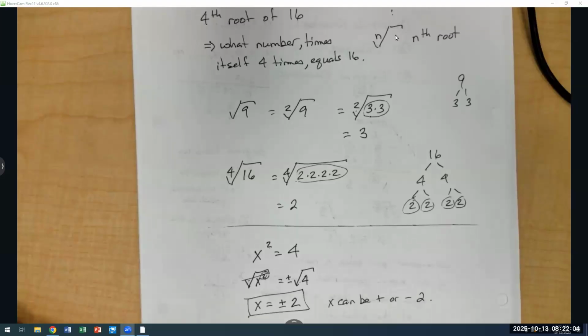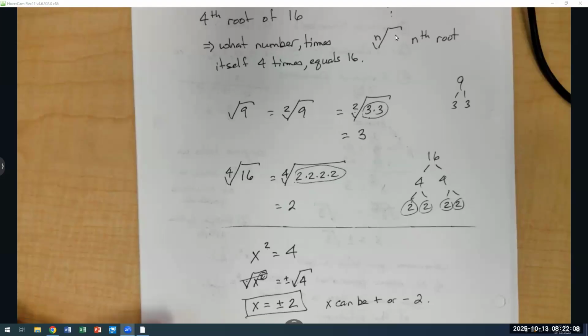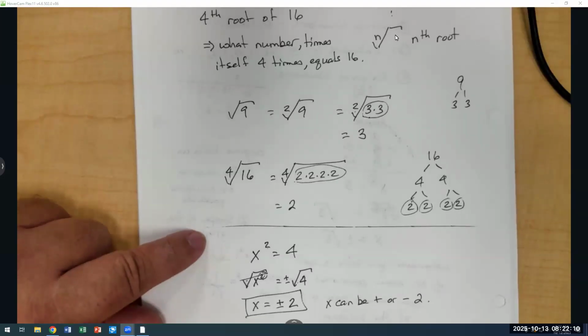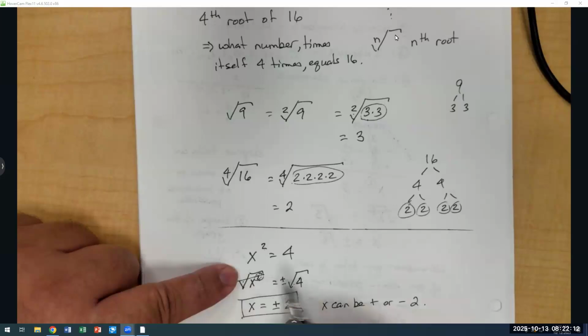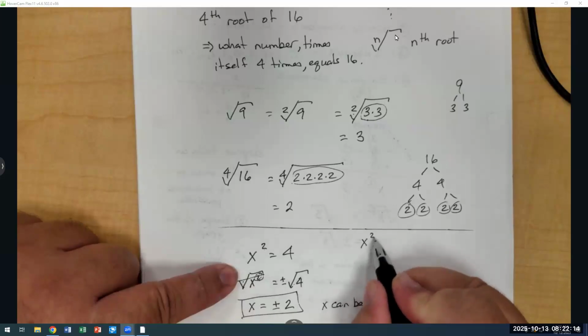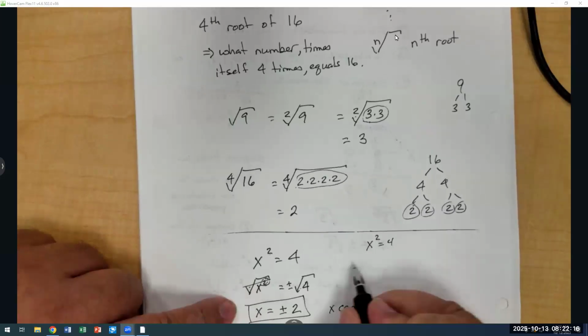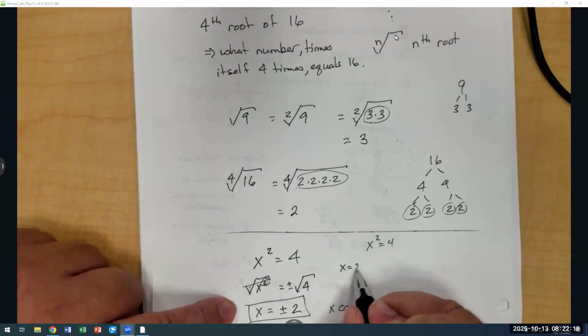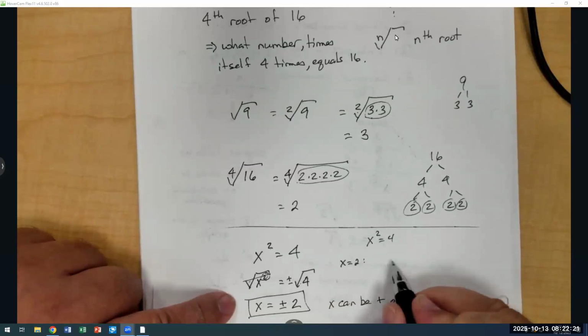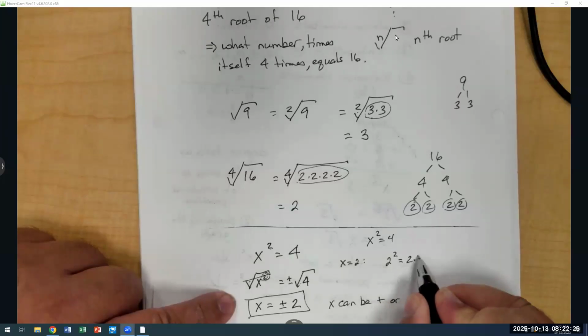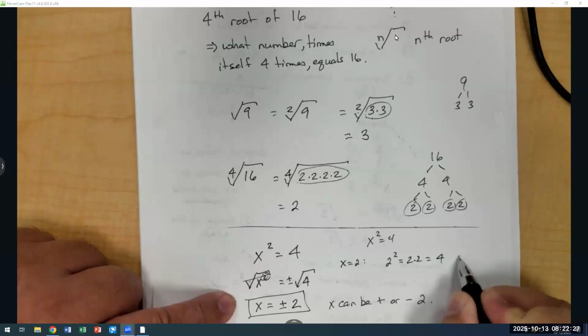X can be a positive or negative 2. Let's prove that. So let's back up here. X squared equals 4. Let's say X equals 2. So if we have 2 squared, 2 squared is 2 times 2, that equals 4. Check.